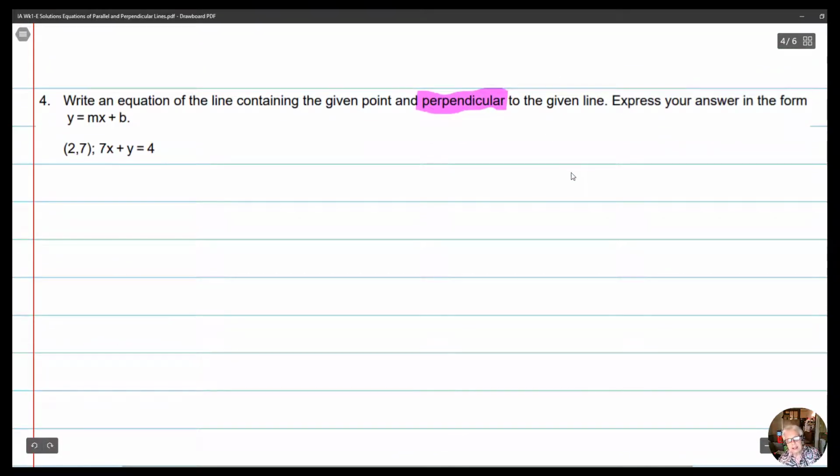Now, finally, here we are at perpendicular. These can be tough. Okay, let me show you some perpendicular lines. How about the x-axis and the y-axis? They're perpendicular.